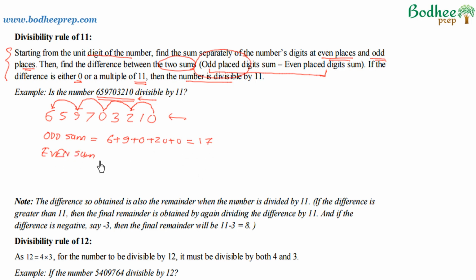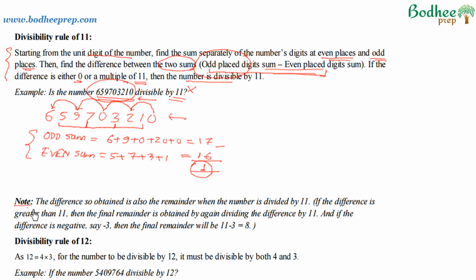Later we have to find the even sum, that is, the sum of the digits at the even places. It will be 1 plus 3 plus 7 plus 5, or 5 plus 7 plus 3 plus 1, which comes out to be 16. Now we have to maintain this particular order, so the difference will be 17 minus 16, which is 1. Since 1 is not a multiple of 11, this number is not divisible by 11. At the same time, we can also say that when this number is divided by 11, the remainder is the difference, if the order is maintained.